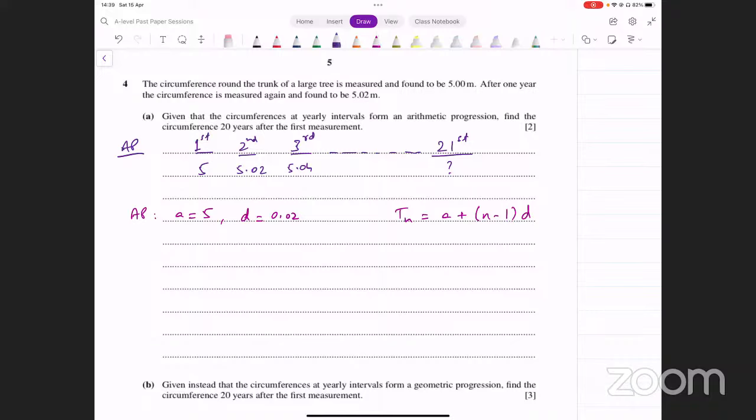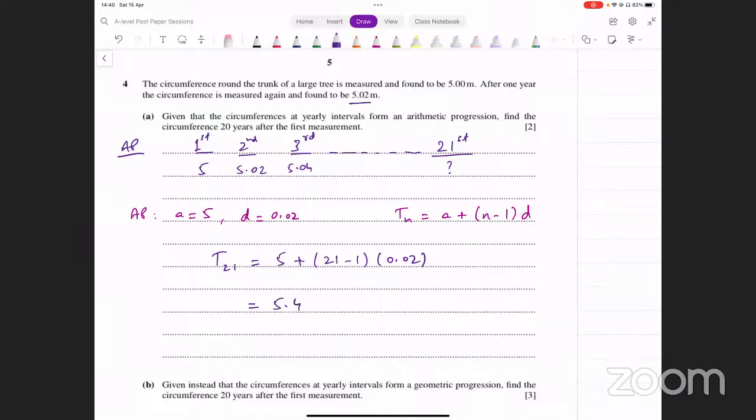Let's just input values in this and see what we get from this. Aapko 21st term chahiye, so we say T21, that's what we're looking for. That's 5 plus n minus 1, that's 21 minus 1 times the difference, that's 0.02. Just calculate this and that will give you the result. This is what you're looking for here. Okay, so that will be 5 plus 20 into 0.02. And that is giving me 5.4.